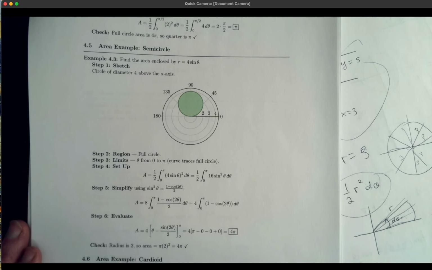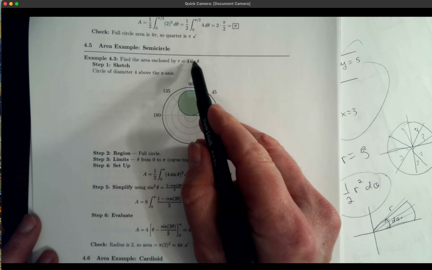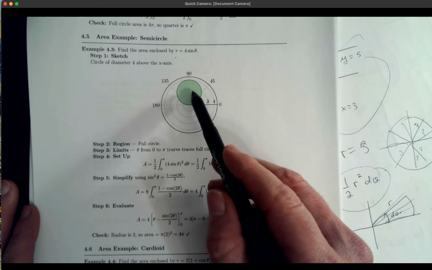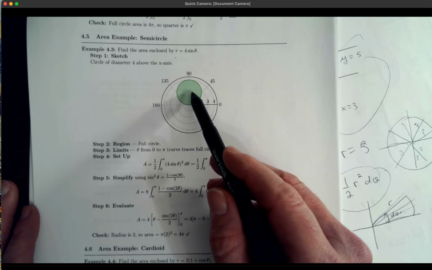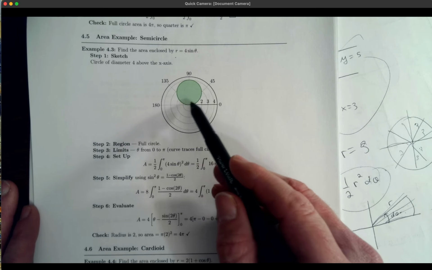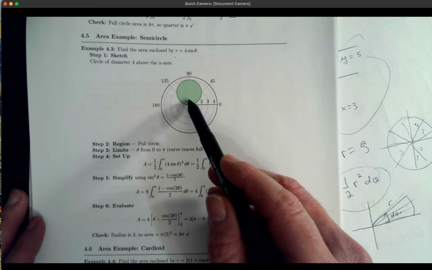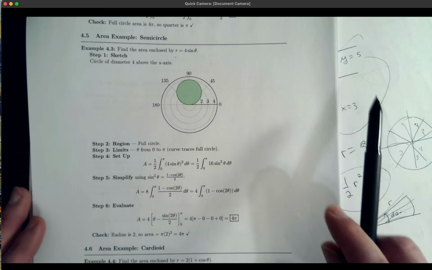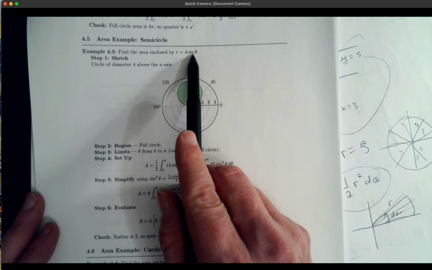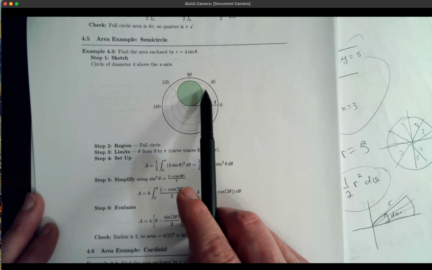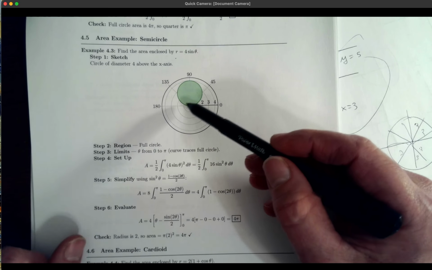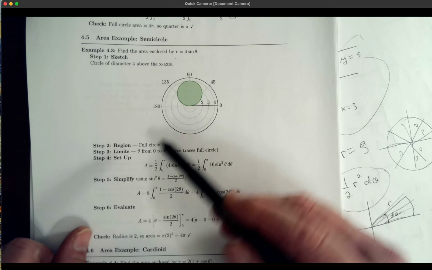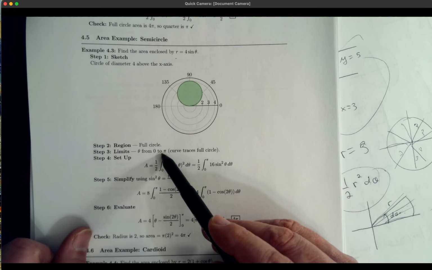Find the area enclosed by r equals 4 sine of theta. The picture is this little circle here, a circle of radius 4 that's in quadrants 1 and 2. Basically, your first step would be to graph this equation, r equals 4 sine of theta. Give yourself a little table, plot the points, and you'll see how to trace the circle. Limits are from 0 to pi.